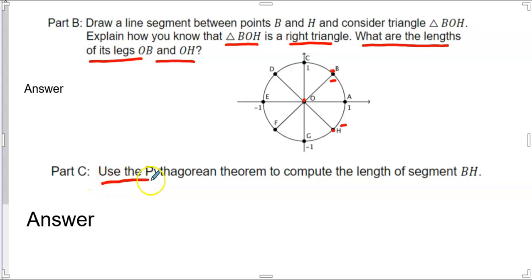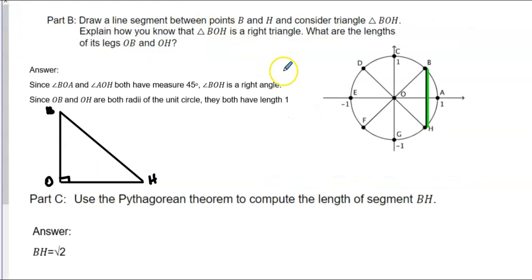Now, part C says use the Pythagorean theorem to compute the length of segment BH. Compute this length. And so do this and then follow me with a possible answer. Now, what I have done is that I have drawn the line segment between point B and H, and that is this line. And this gives me the triangle BOH, and that is the triangle that I have extracted to this place.